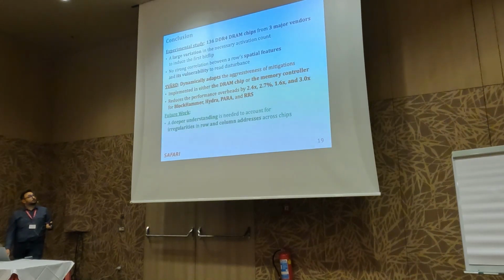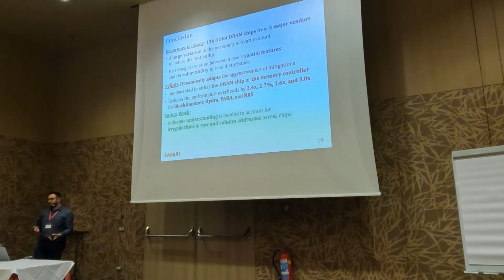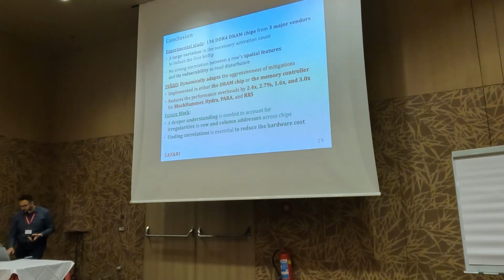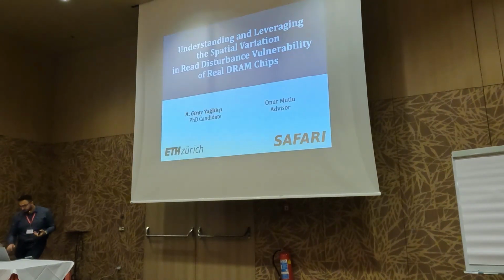As part of future work, we need to provide a deeper understanding of the irregularities in row addresses and column addresses and the variation across columns as well. And we need to find better correlations to reduce the hardware cost of SWARD. And also we need to study the RowHammer mitigation mechanisms in greater detail so that we can also reduce their hardware cost in addition to performance cost.